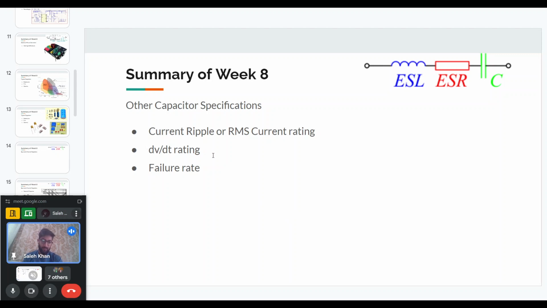Similarly, there will be a dV/dt rating. This is important for snubber capacitors where we have high dV/dts, and the failure rate will also be given for the capacitor. You may consider this if you want to design your converters for long duration, or if you want the converter to have a long life. And in general, the electrolytic capacitors have a relatively higher failure rate compared to the film and ceramic capacitors.